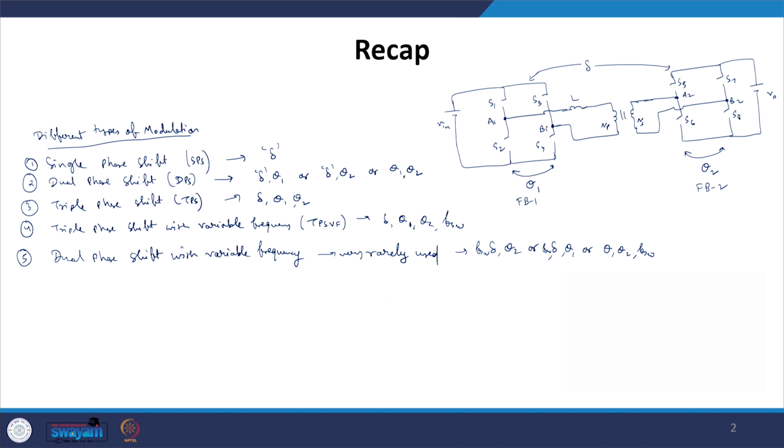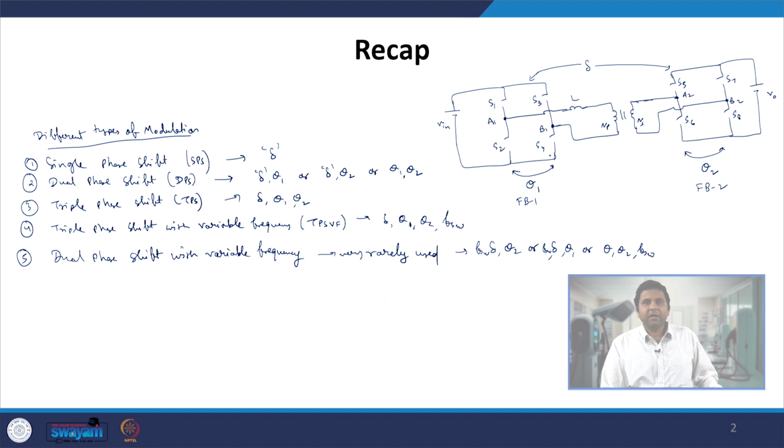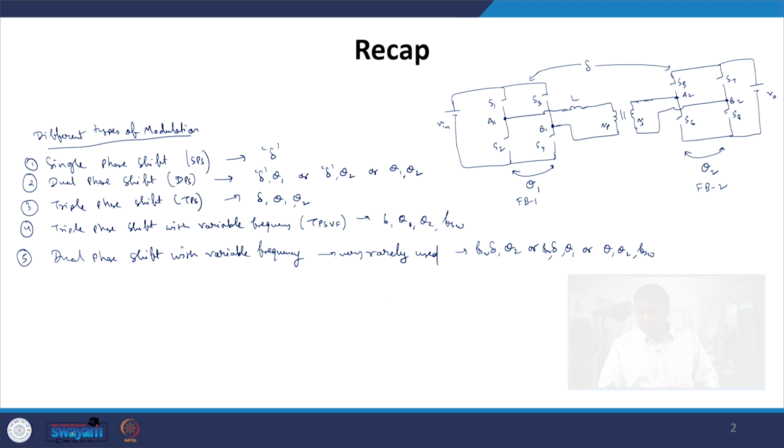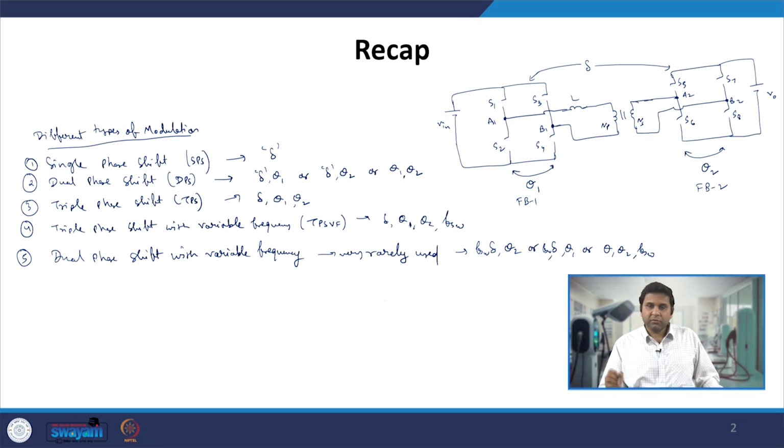Further, here all the switches are turned on and off for half the switching cycle period, and by controlling the value of delta, one can control the output and the power delivered from the A1B1 side to the A2B2 side. Apart from this phase shift, one can also give a phase shift among the half bridges in full bridge 1 and the half bridges in full bridge 2. Here theta 1 is the phase shift provided between the turn off instances of the diagonal switches of full bridge 1, while theta 2 is the phase shift provided between the turning on and off instances of the S5 and S8 switches in full bridge 2.